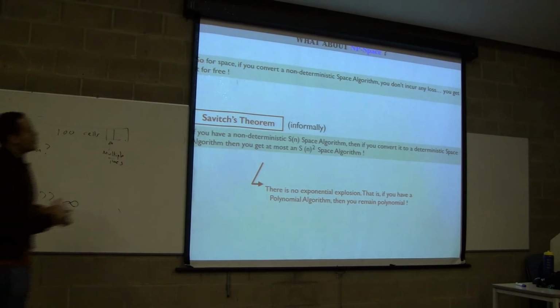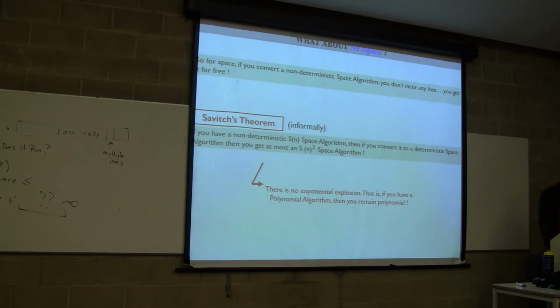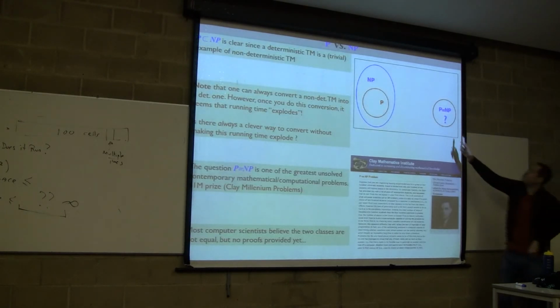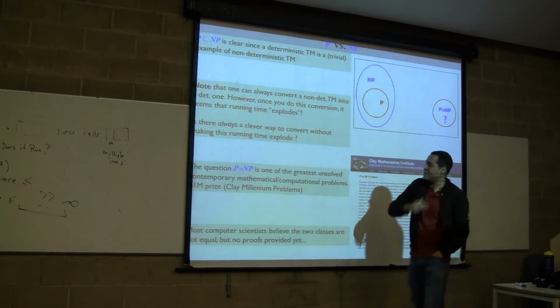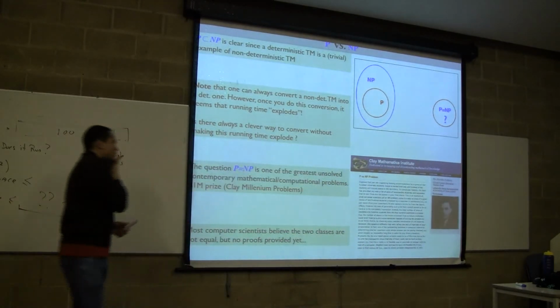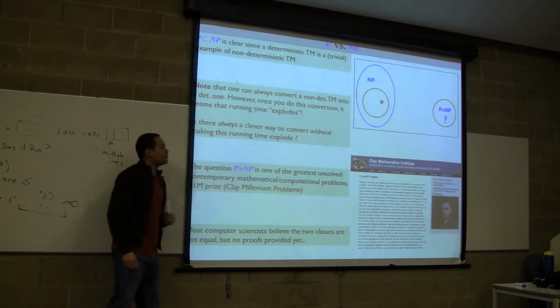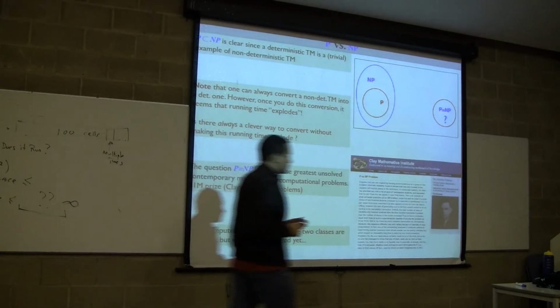But now the big question is, can you do the same for the time? We can do it for the space, but can you actually transform an NP problem into a P problem without exploding the time? This is basically the million dollar prize put up by the Clay Millennium Problems, and it's really an open problem, and we're going to see this video right now, which explains this problem very nicely.